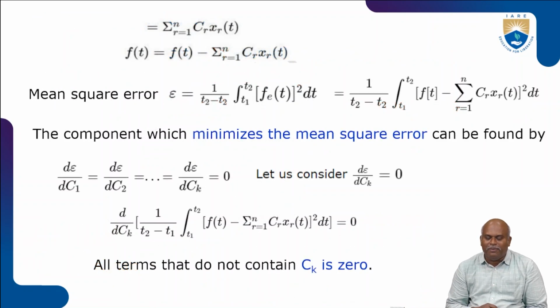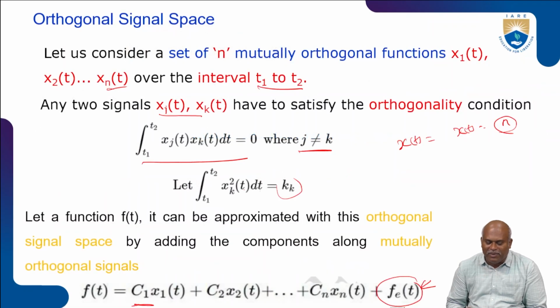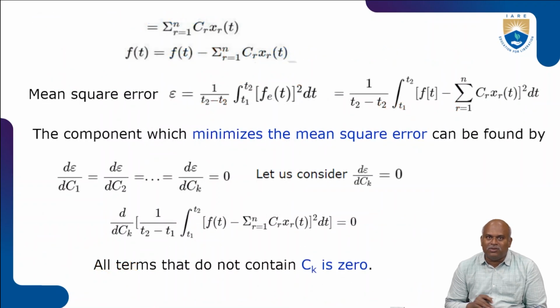Now, based on this condition, I simplify this whole addition as a summation: the summation of r equal to 1 to n of cr xr of t. Then finally we conclude that fe of t is equal to f of t minus the summation of r equal to 1 to n of cr xr of t.